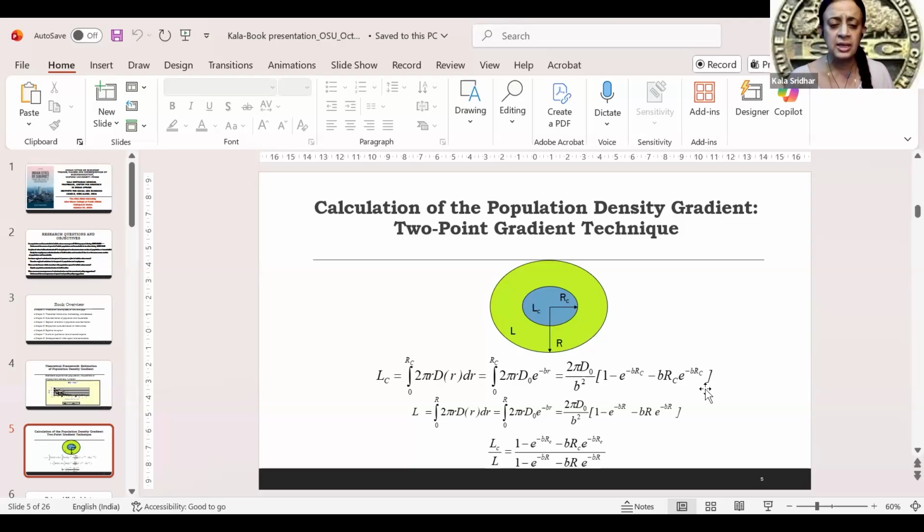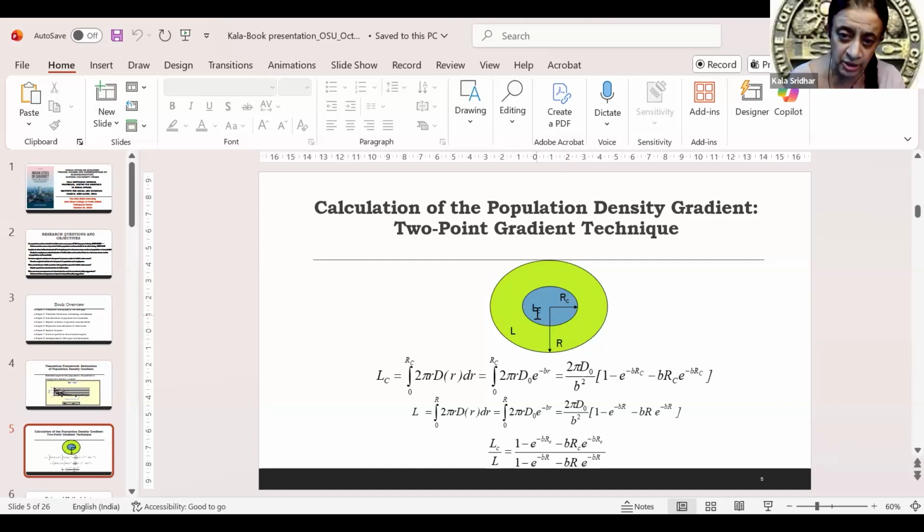So you need data like this for many different pockets in the city for you to be able to estimate the density gradient. So Edwin Mills came up with this two-point gradient technique, which gets around the problem of data availability for a number of different pockets in the cities, right? So basically this green area in the circle shows the entire metropolitan area. The blue inner circle shows the central city, the CBD, right? So RC is the radius of the central city.